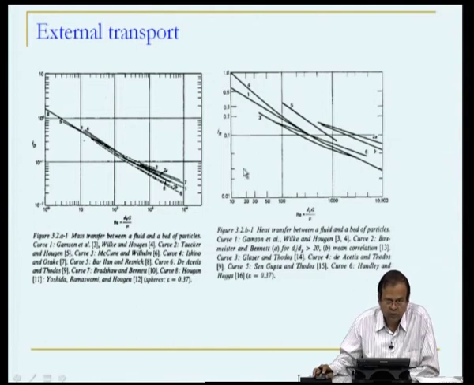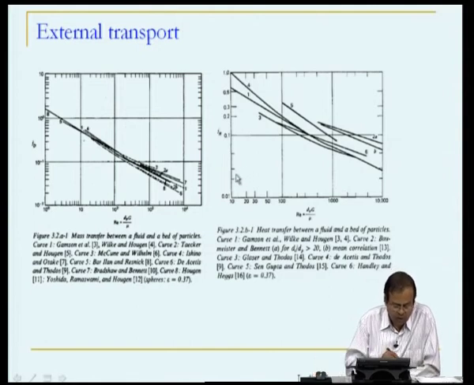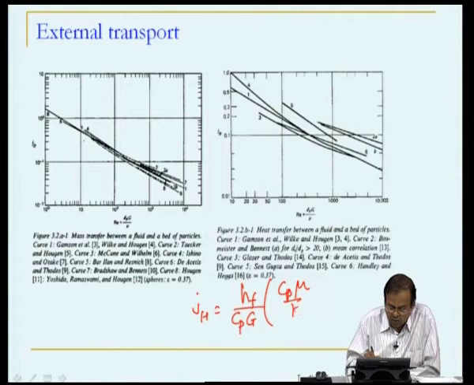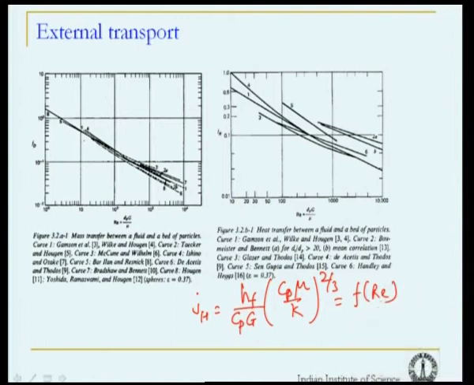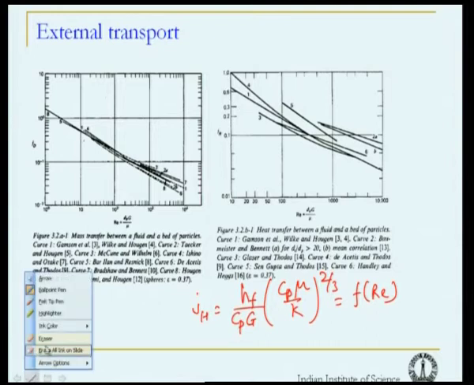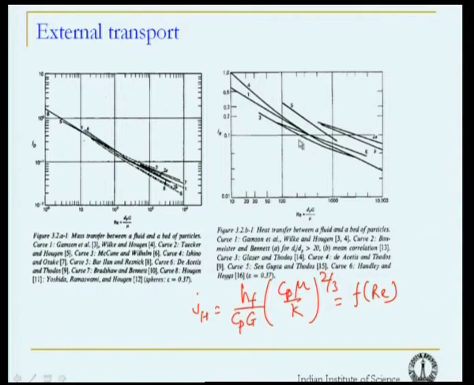When it comes to heat transfer, we could have a similar argument, except with JH. JH for heat transfer is defined as hf by Cp into G into Cp mu by k, that is the Prandtl number raised to 2/3, which is also a function of Reynolds number. And you can see once again a different correlation that different researchers have found between these two factors.